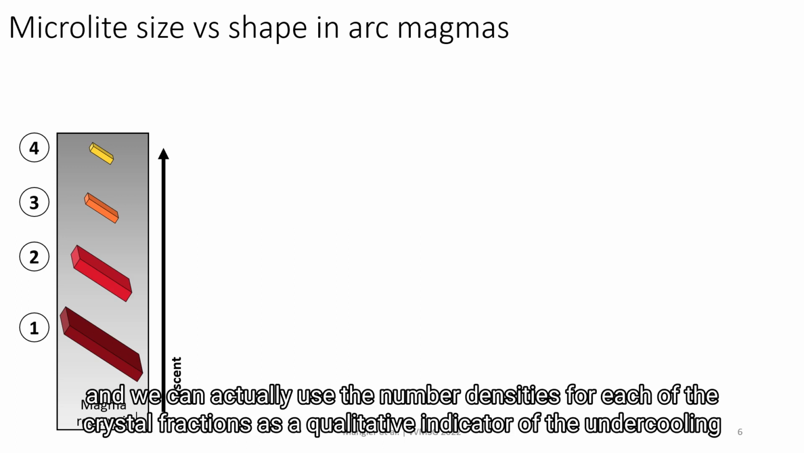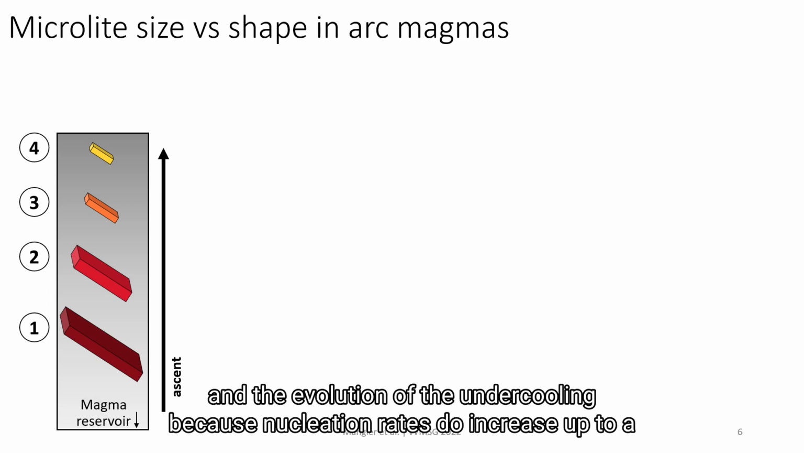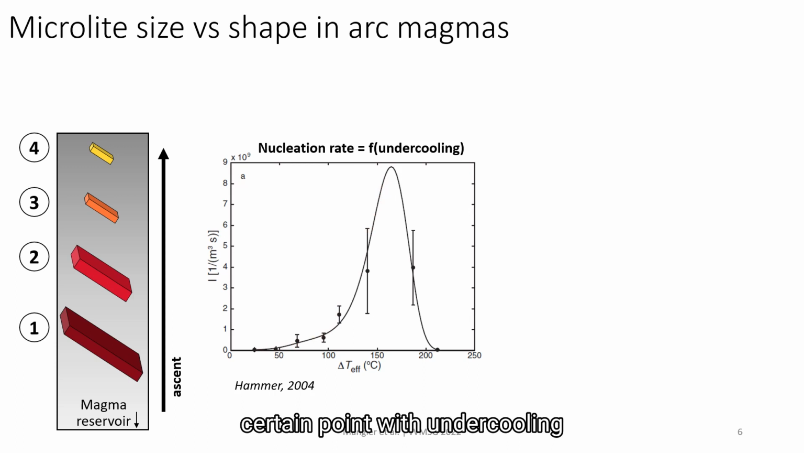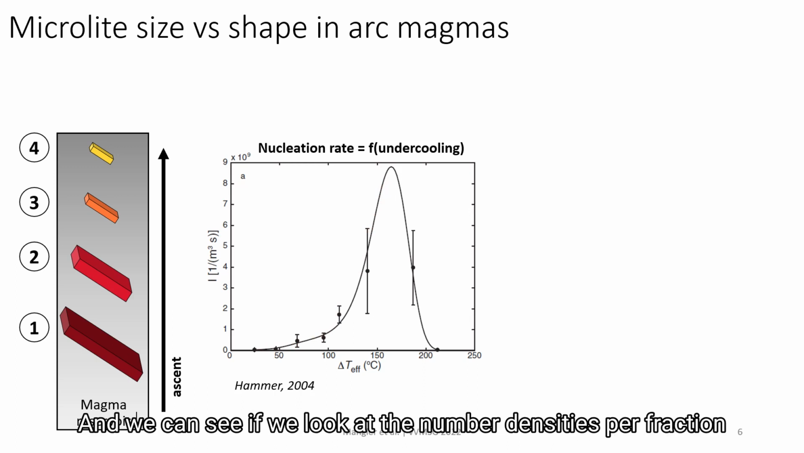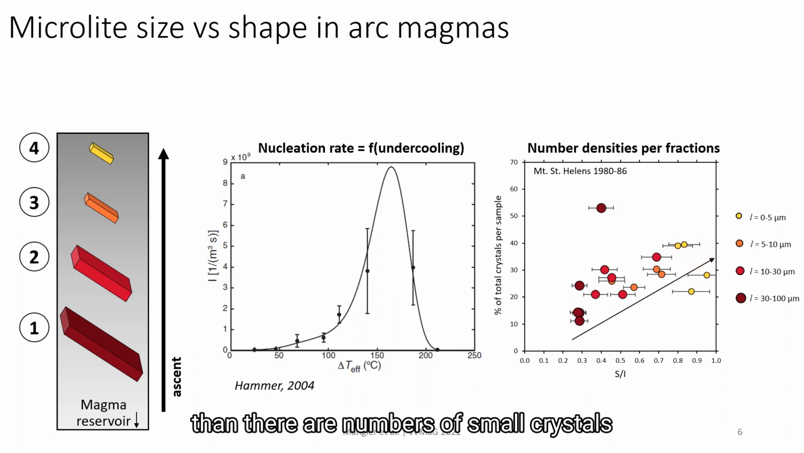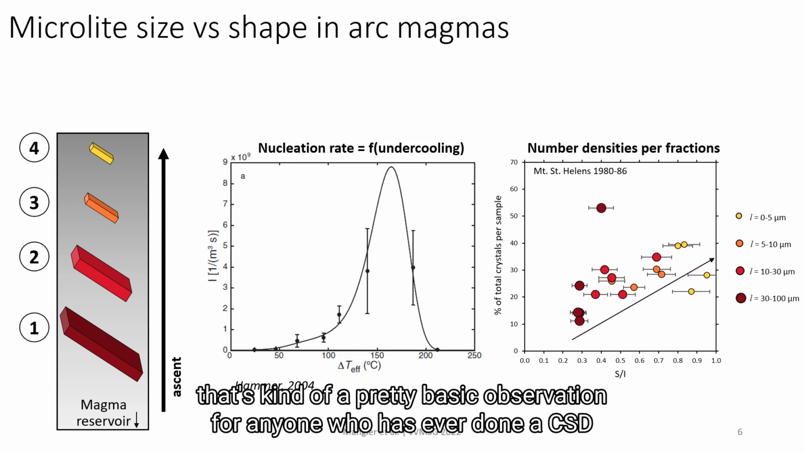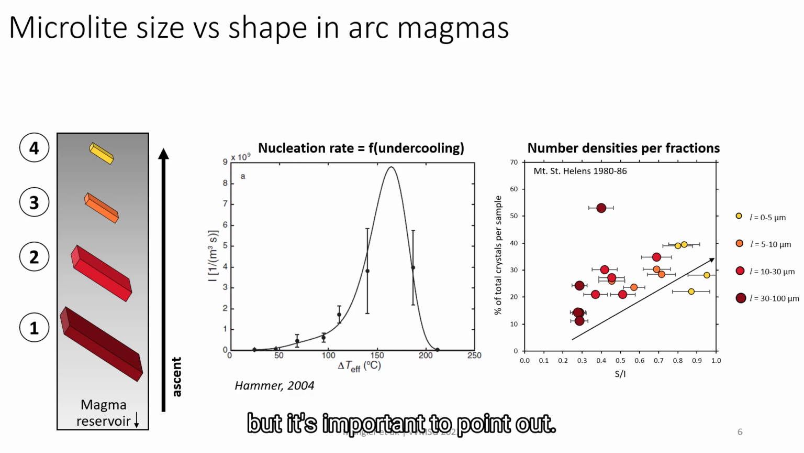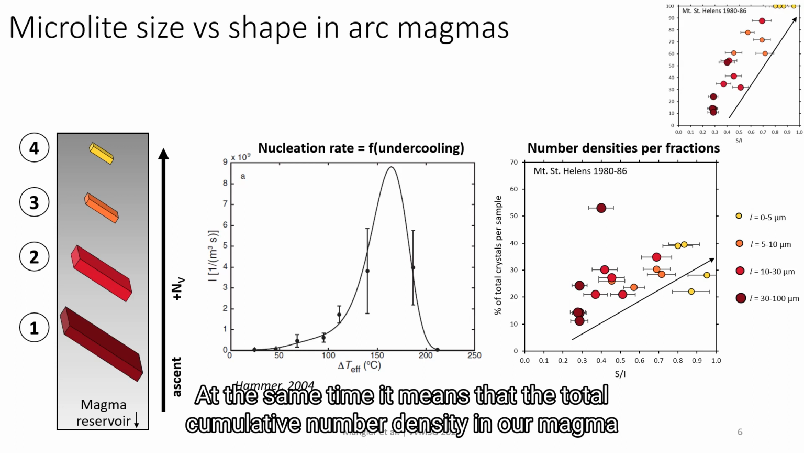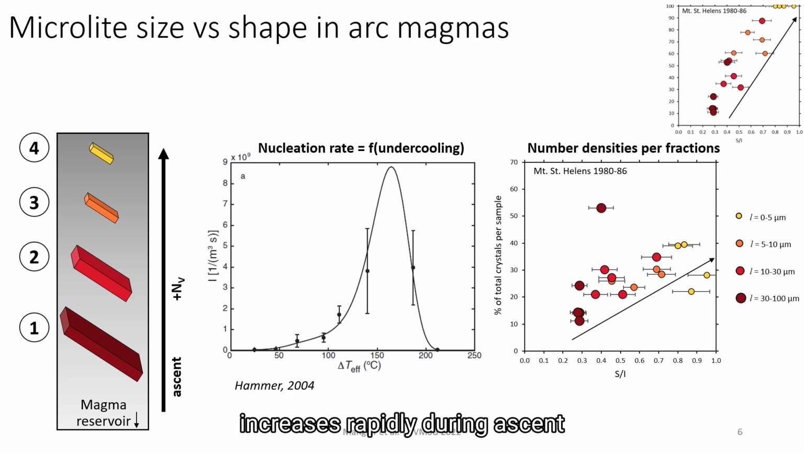And we can actually use the number densities for each of the crystal fractions as a qualitative indicator of the undercooling and the evolution of the undercooling, because nucleation rates do increase up to a certain point with undercooling. And if we look at the number densities per fraction, we can see that there are smaller numbers of large crystals than there are numbers of small crystals. That's a pretty basic observation for anyone who has ever done a CSD, but it's important to point out. At the same time, it means that the total cumulative number density in our magma increases rapidly during ascent.